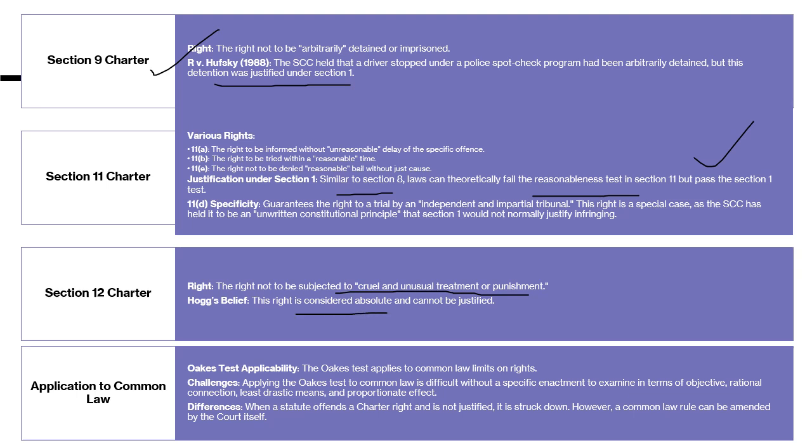Then section 12, the right not to be subject to cruel, unusual treatment or punishment. This right is considered absolute and cannot be justified. So upon this section, this is Hogg's belief, section 1 does not apply.